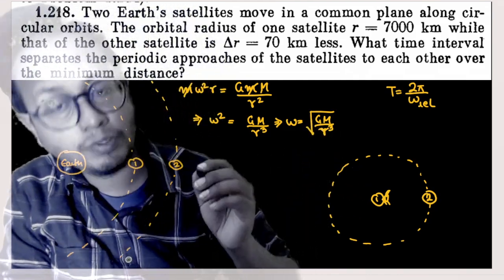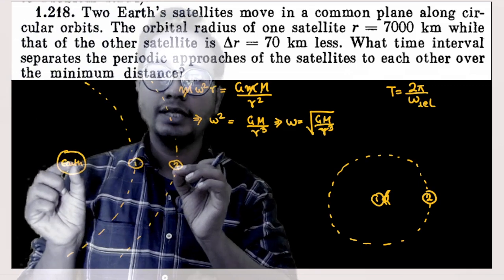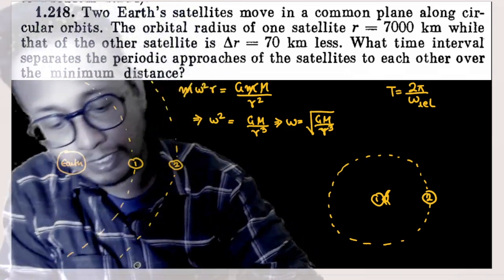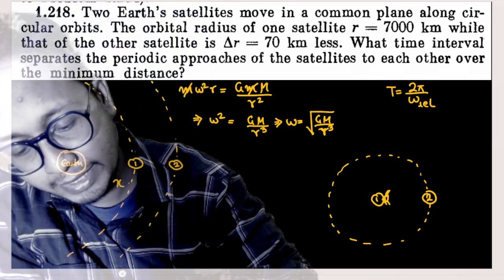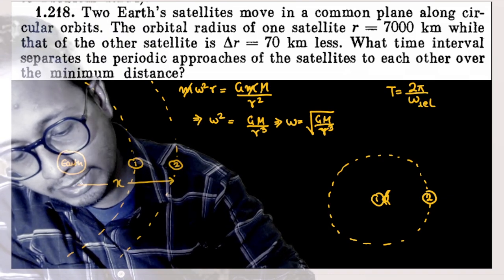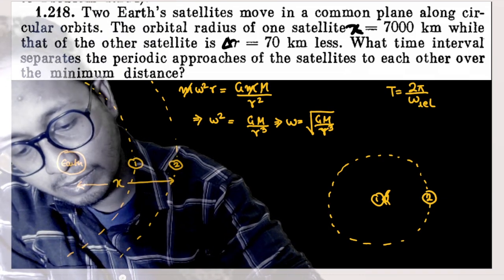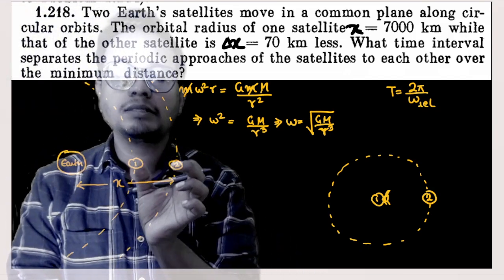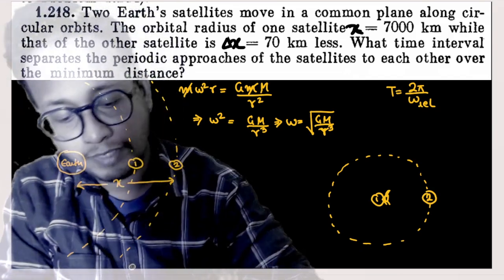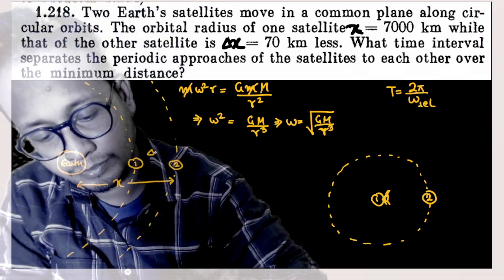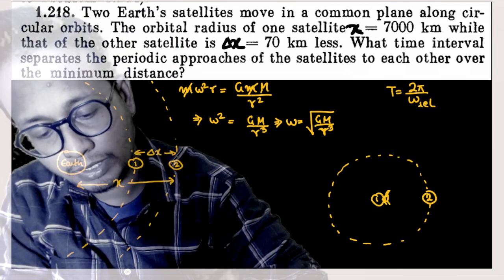Now in the question it is given that the distance between Earth and satellite 2 is 7,000 kilometers. Or let's name this x. This x is nothing but 7,000 kilometers. I'm using x. And the distance between satellite 1 and satellite 2 is given as delta x, which is nothing but 70 kilometers.